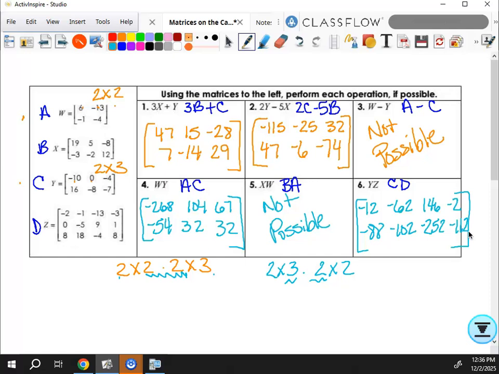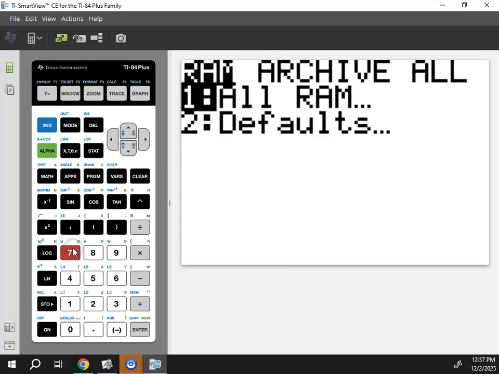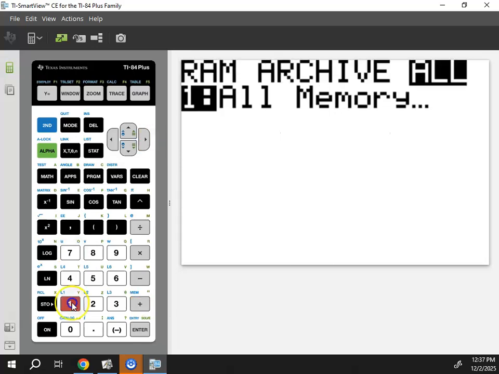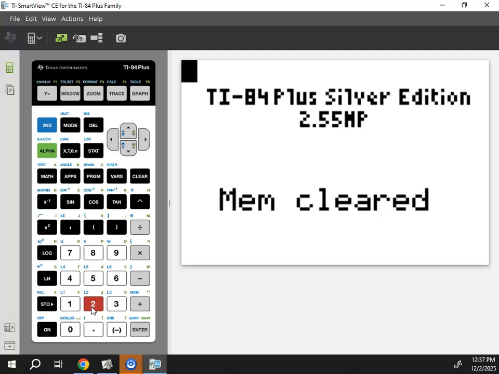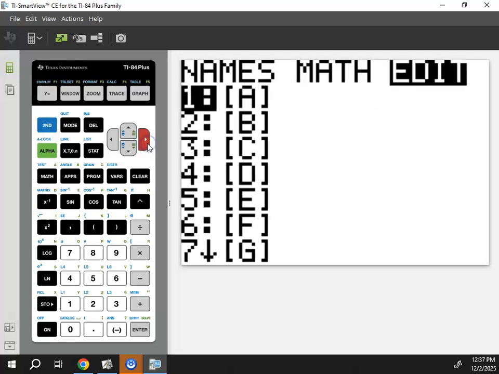clear your calculators and then go put in C and D down there at the bottom. There's 2 more matrices we're going to do. Don't forget to go over to edit to enter it.